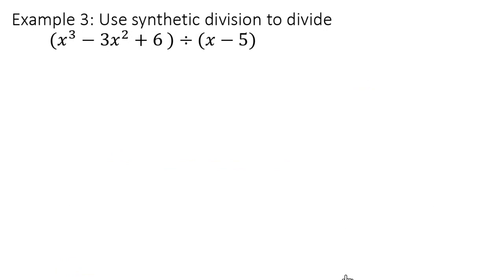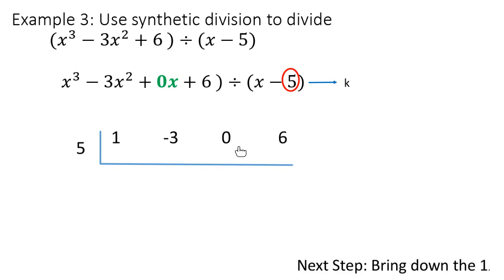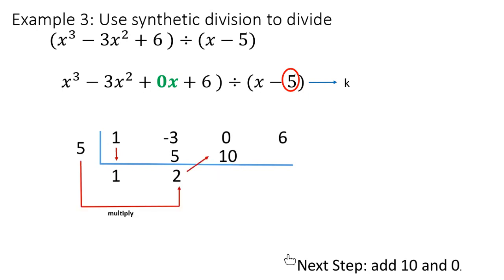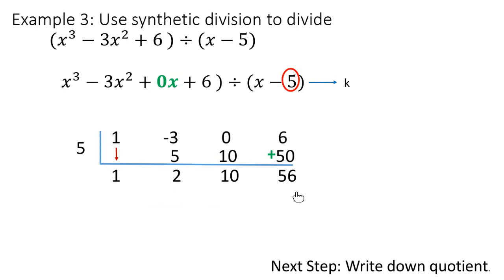Okay, there's, I think, one more. Let's see. So here my k is going to be the 5. And then our coefficients, we're going to have a 1, a negative 3. But notice that we don't have an x, so I need to make sure I use a 0. So my coefficients would be 1, negative 3, 0, and 6. Okay. Bring down the 1. 1 times 5 is 5. 5 plus negative 3 is a 2. 5 times 2 is 10. 10 plus 0 is 10. Times 5 is 50. Plus 6, 56.